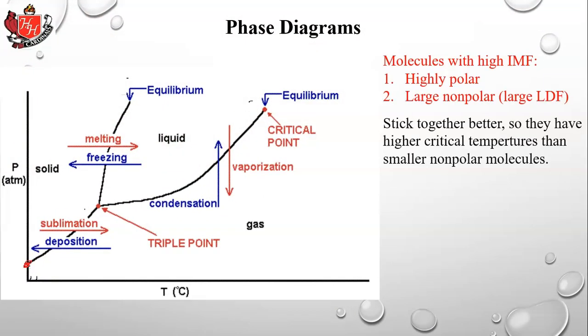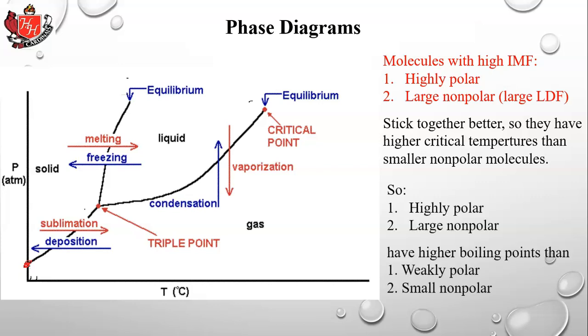Molecules with high intermolecular forces are either highly polar or they're large nonpolar, large LDF, London dispersion forces molecules. They stick together better, so they have higher critical temperatures than smaller nonpolar molecules. So highly polar and large nonpolar have higher boiling points than weakly polar or small nonpolar.